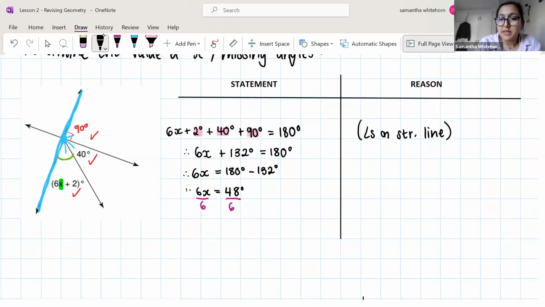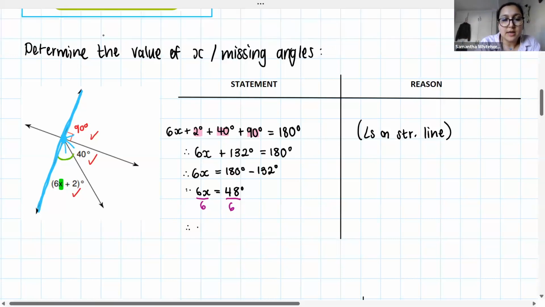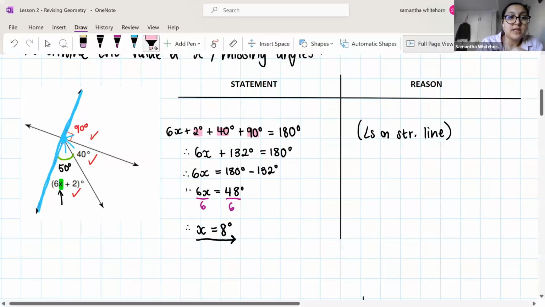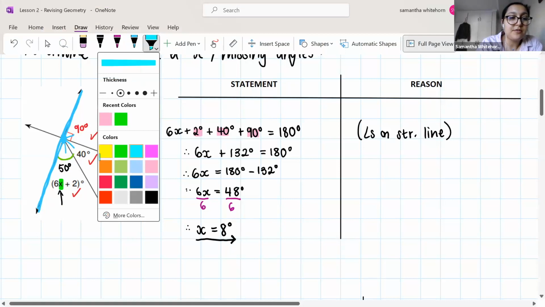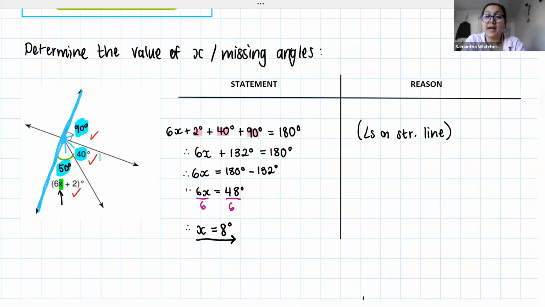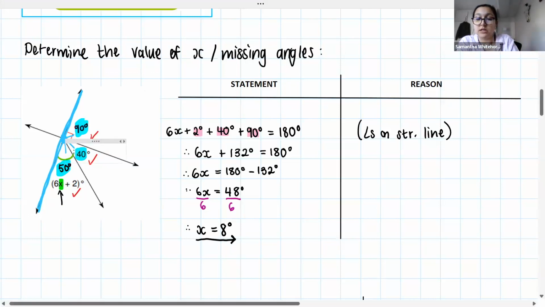Right, as Siamtanda and Sibulele have put on the chat there, 48 divided by 6 is 8 degrees. And so what I get is that this value of x is 8 degrees. So we could substitute in to find the value of that green angle I have there. We know that 8 times 6 is 48, plus 2 would be 50. And remember, double check yourself. We've established that these are angles on a straight line. So if I say 50 plus 40 plus 90, I do get 180 degrees. So the angles on a straight line reason is holding true here.